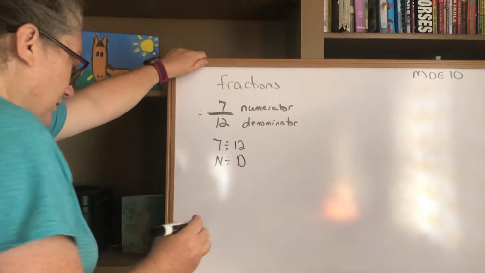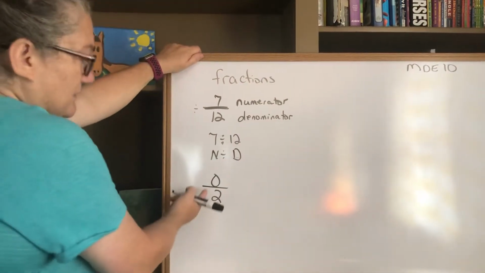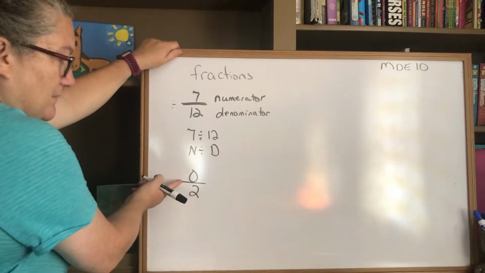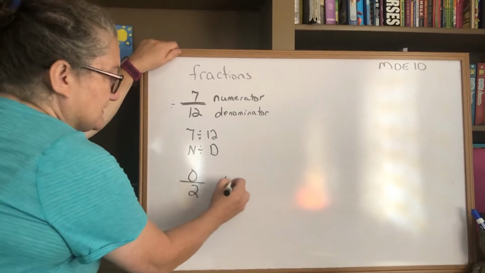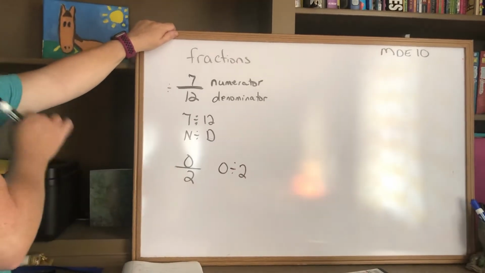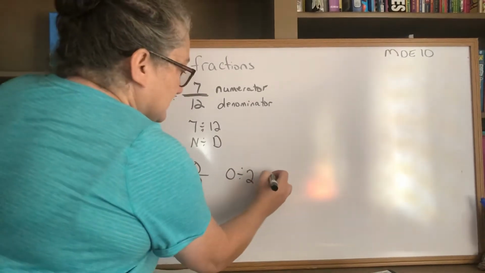So let's do another problem here. We have 0 over 2. The 0 is our numerator, the 2 is our denominator, and the fraction bar means division. So we could write this as 0 divided by 2. Now when we have 0 divided by anything non-zero, it's always going to be equal to just 0.